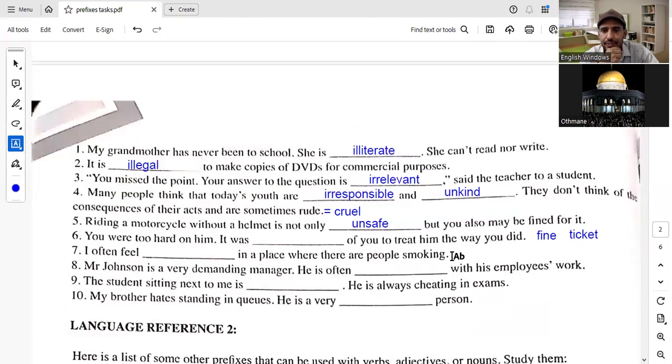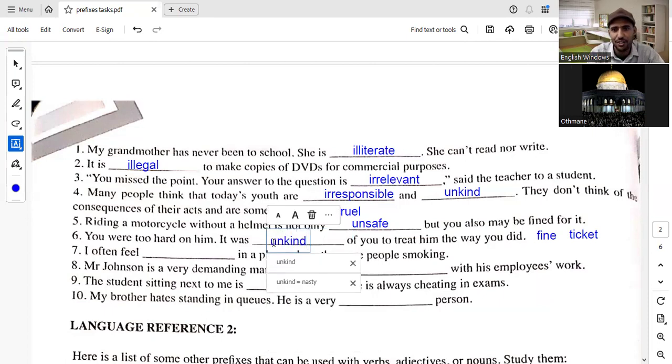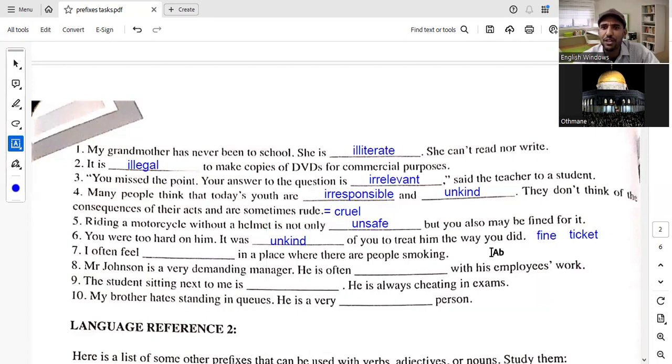I don't know. It was so hard on him. It was unkind of you to treat him the way you did, guys. Okay, how did the person treat the other one? Rude. Right? Okay, so it was unkind of you. It was unkind of you to treat him the way you did.